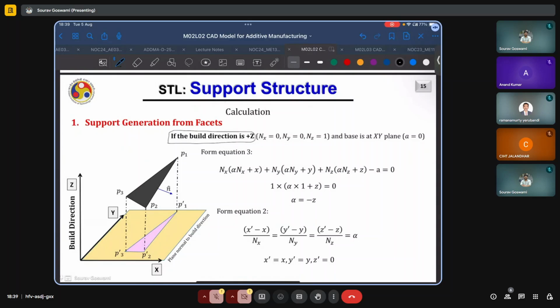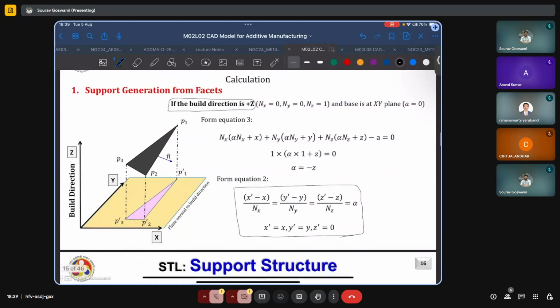we can directly end up with the equation which allows for calculation of support generation given here. And we'll also use it in some illustrative examples. The idea here is that we are simply projecting any triangular facet in 3D space onto the XY plane. And because of this projection, the X and Y coordinates of each of the points will remain the same. Only the Z coordinate becomes 0 because now we are on the XY plane.